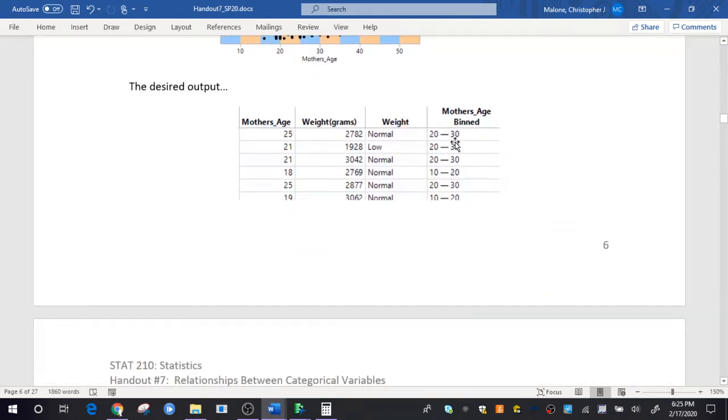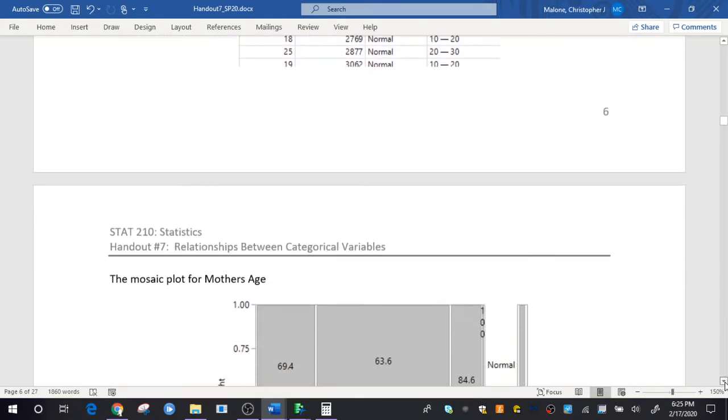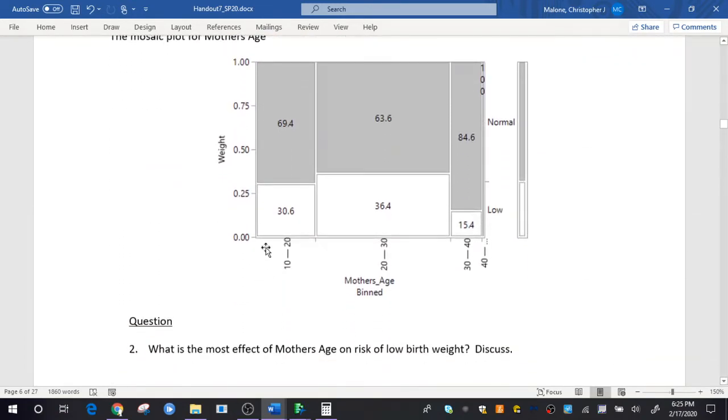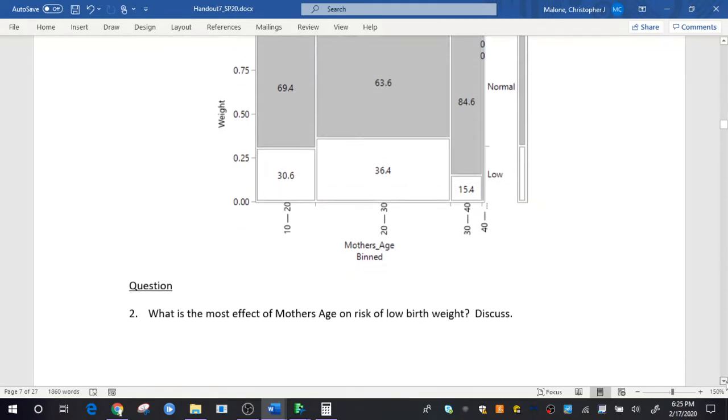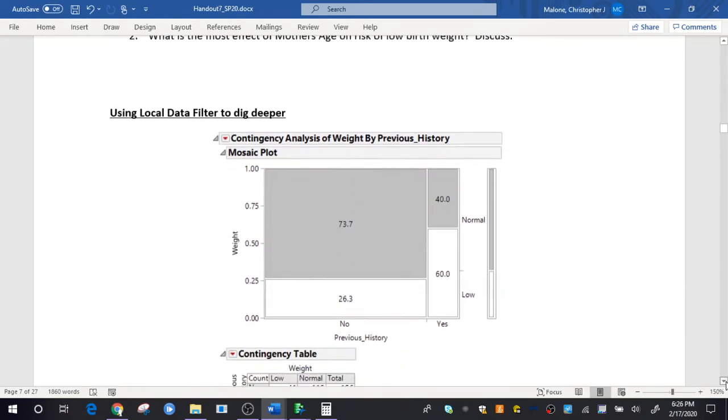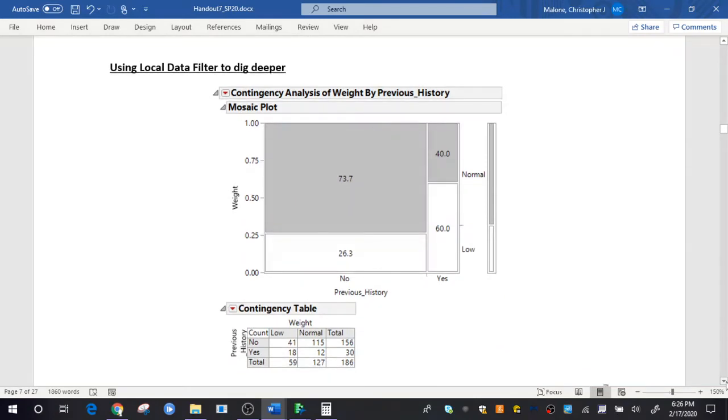Like this mother was between the ages of 20 and 30. This mother here was between the ages of 10 to 20. Once you have those, then you can go ahead and create a mosaic plot with the binned age. So here we can see mothers that are between 20 and 30 have an increased risk of low birth compared to others. It's 36% here. If you go to mothers that are between 30 and 40, the rate of low birth drops down to 15%. So that's binning on a numerical variable. You first have to convert that into categories.